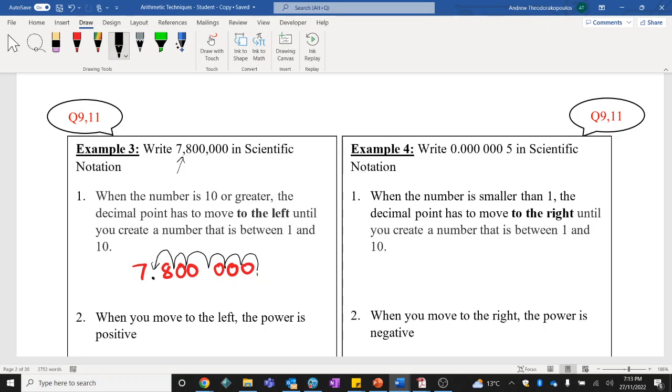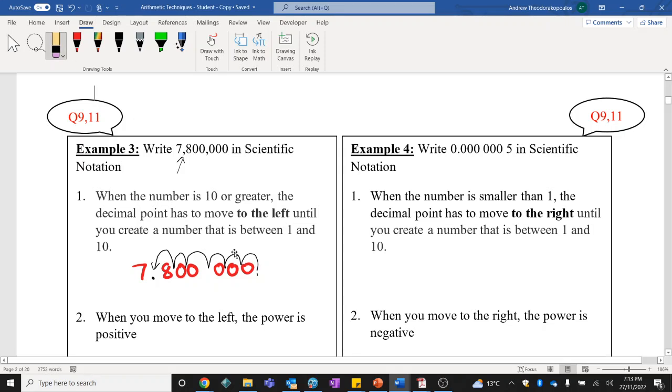We want to move it in here because if we move the decimal point here, what we're going to get is a number 7.8. Okay, that is a number between 1 and 10. So we've moved it to the left 6 times.